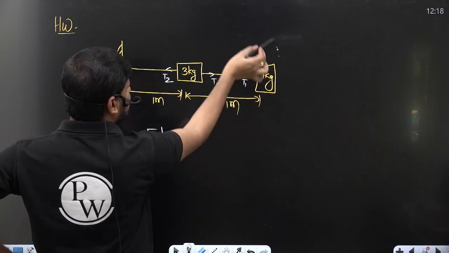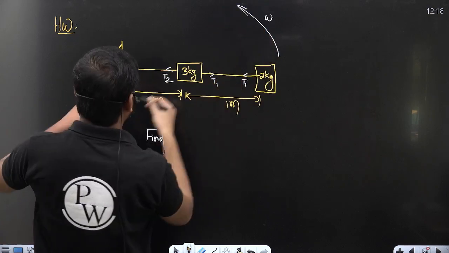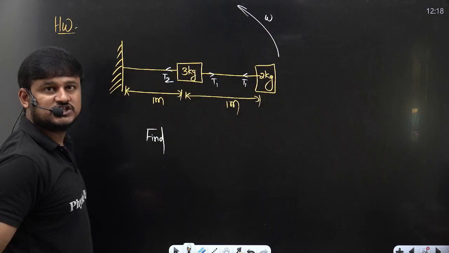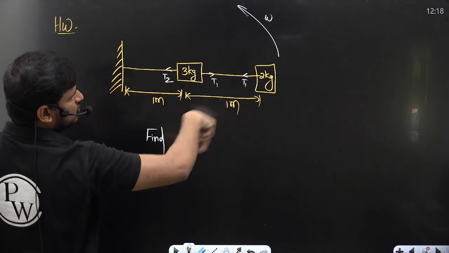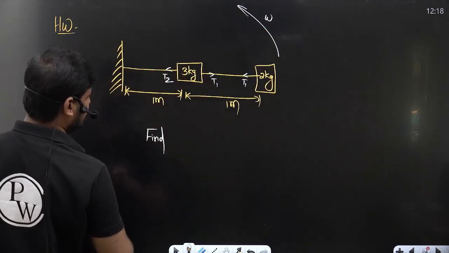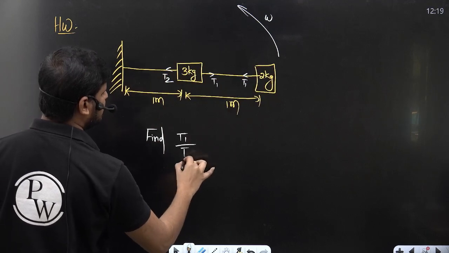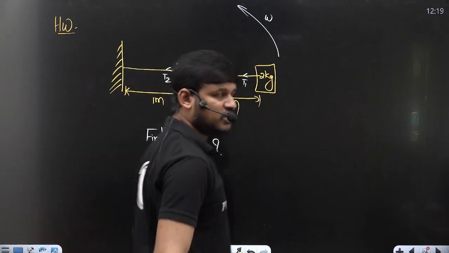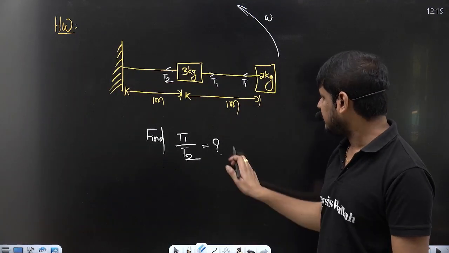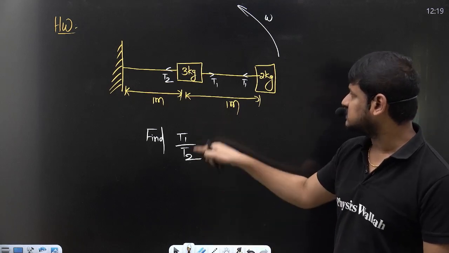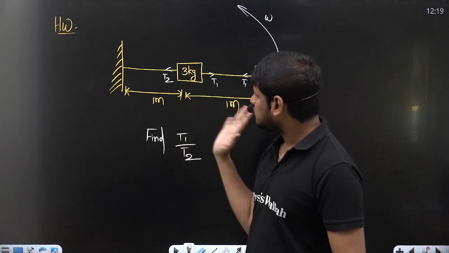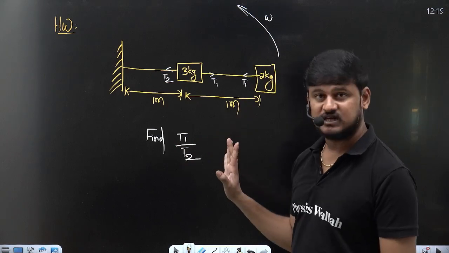It is rotating in a horizontal circle now. These two will rotate with the same angular speed. So now find the T1 by T2 ratio. You have to find that. Comment down this answer. So, a simple question. You guys can solve it easily.